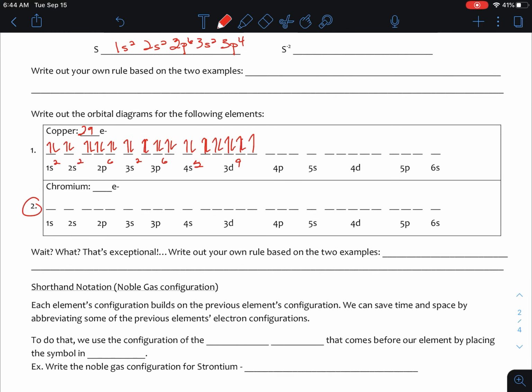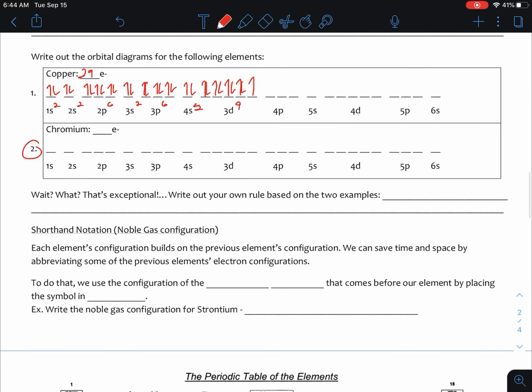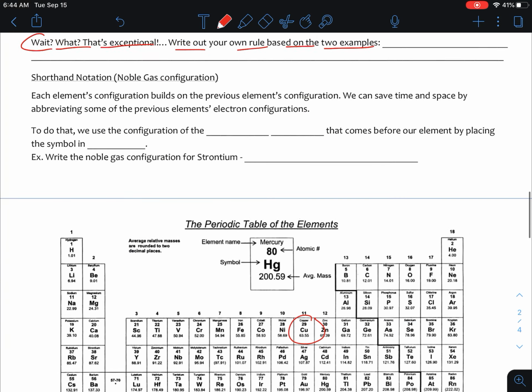I'll let you guys do chromium. You can figure that out. And it says, wait, what? That's exceptional. Write your own rule based on the two examples. So if you're looking at this, you're like, what in the world? Chromium.